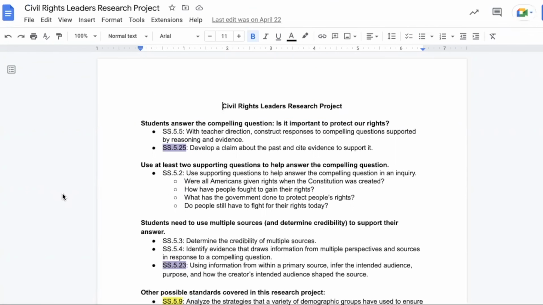The summative assessment for this unit is a Civil Rights Leaders Research Project. Students are going to answer the compelling question, is it important to protect our rights? Have at least 2 supporting questions to help them answer the compelling question. So they pick 2 of the 4 and answer those to help answer the overall question.